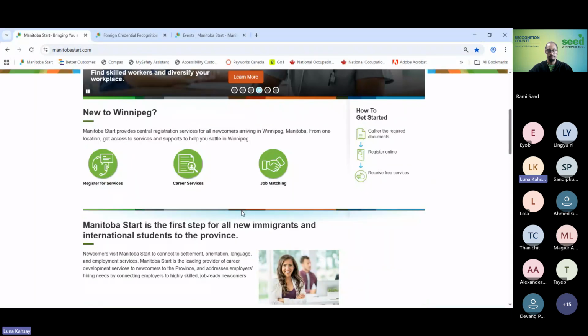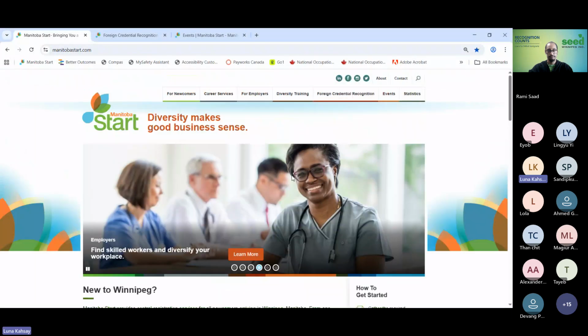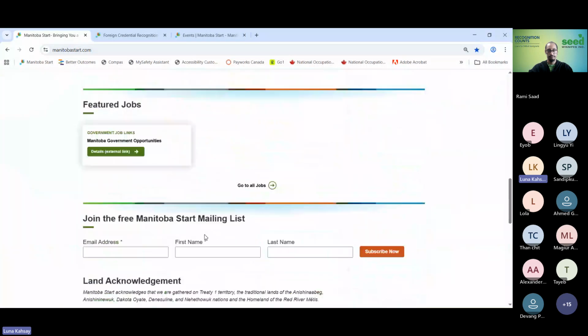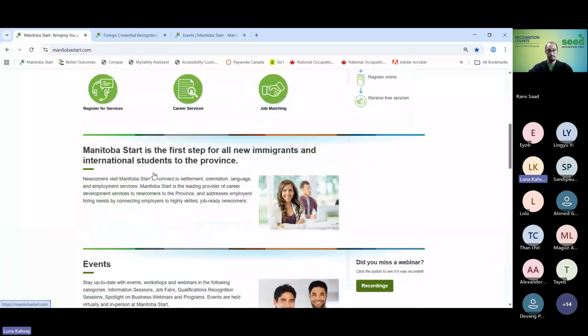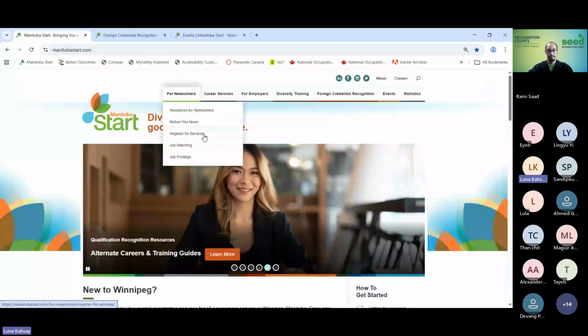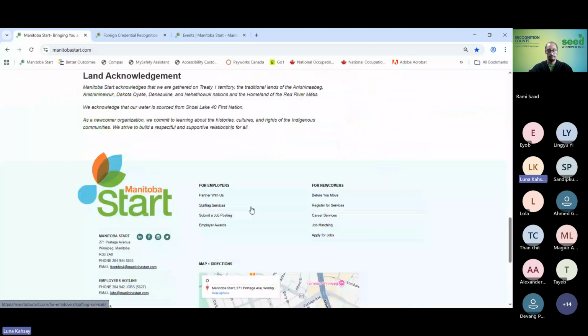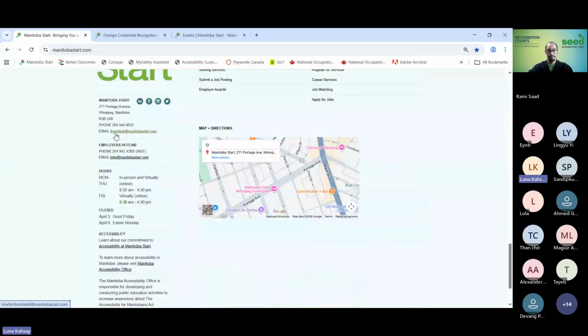So I hope everyone can see my screen. So this is our website. If you're not a Manitoba Start client and you want to be our client and receive our services, which I'm going to explain, you just have to go to our website. This is for the newcomer option, register for services. You can do this online, or you can visit us in person at 271 Portage Avenue, or give us a call or email the front desk. We'll make sure that you get an appointment or register with us.